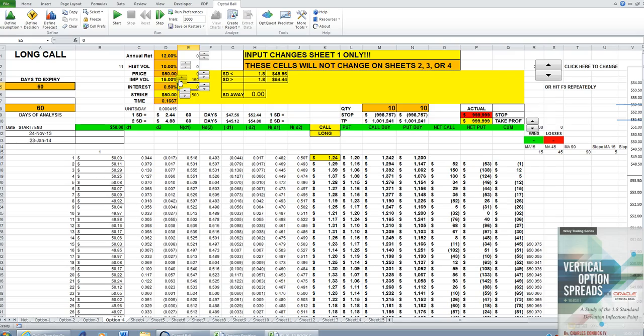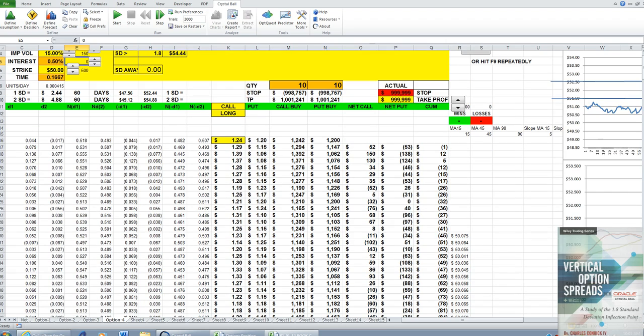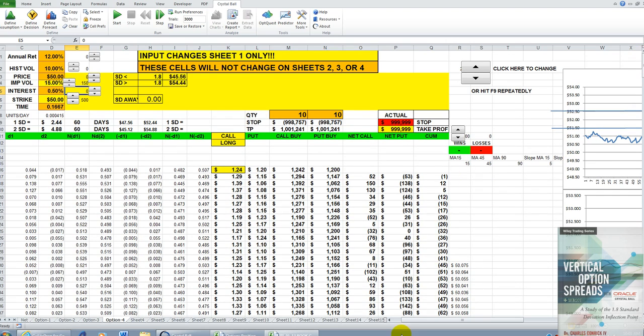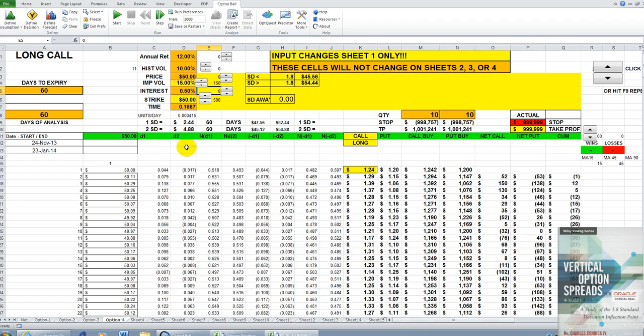Okay, there we go. Make the screen a little bigger so you can see it. And come back to the left so you can also see it. So right now I've got a strike, I've got a long call right here. Got a long call, a strike of $50, and an implied volatility of 15%, and the call price is $1.24. So $1.24 times 100 would be $124 times 10. We're going to be going long $1,240, which is also our maximum loss on the trade.